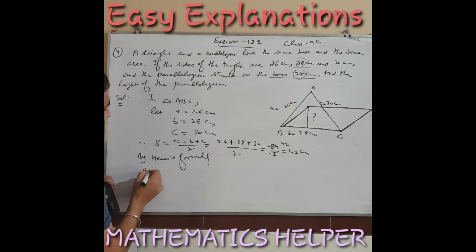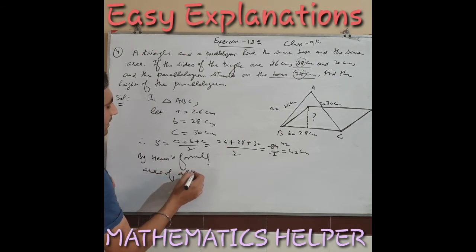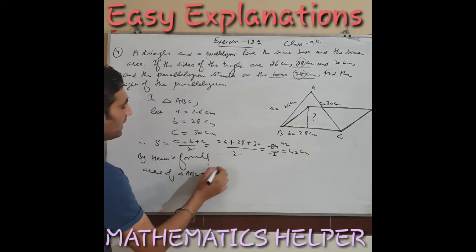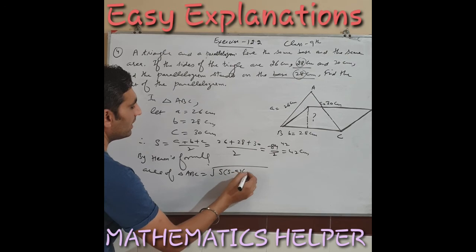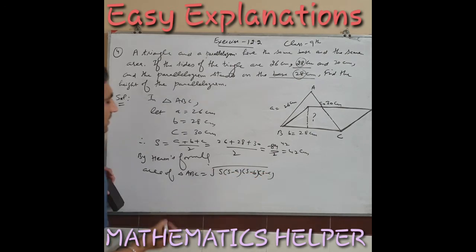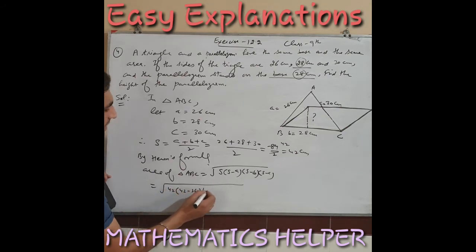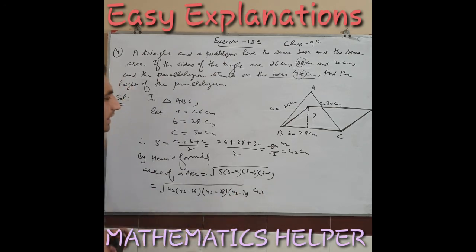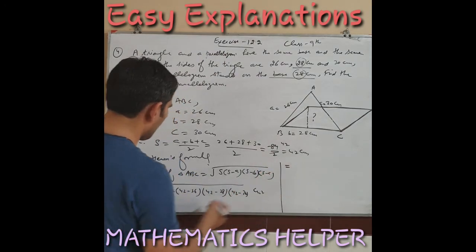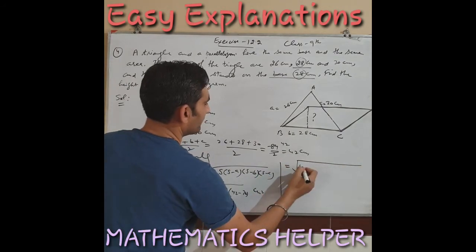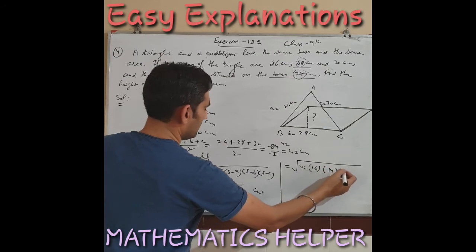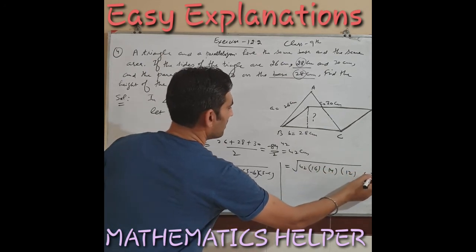Formula of area of triangle ABC: the square root of S into S minus A, S minus B, S minus C. Now fill in the values. S is 42, so 42 minus 26, 42 minus 28, 42 minus 30 centimeter square under the root, and here we will solve it further. 42 minus 26 will give 16, then 14, lastly you have 12 centimeter square under the root.